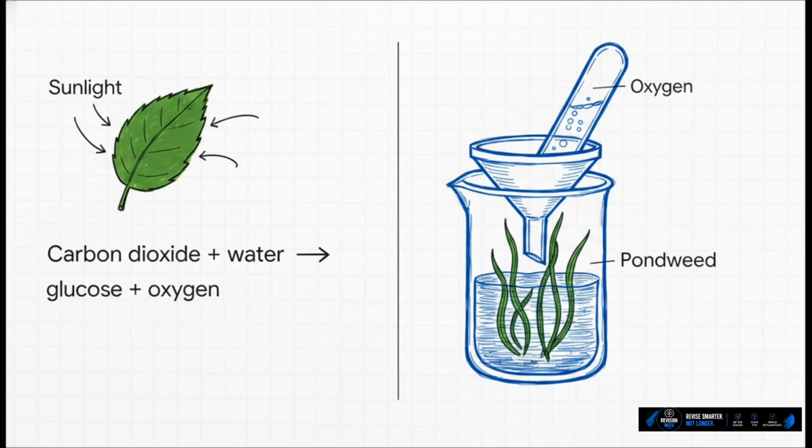Now, if you get asked about the required practical, you'll typically be looking at a setup with pondweed in water. You're basically measuring the rate of those tiny oxygen bubbles popping up. Simple rule to remember, more bubbles means a faster rate of photosynthesis.